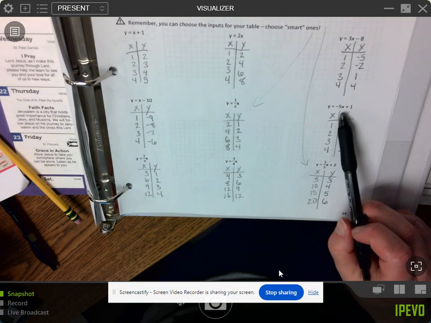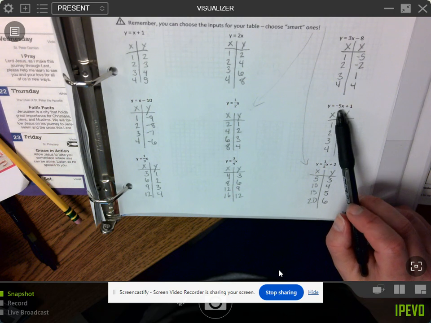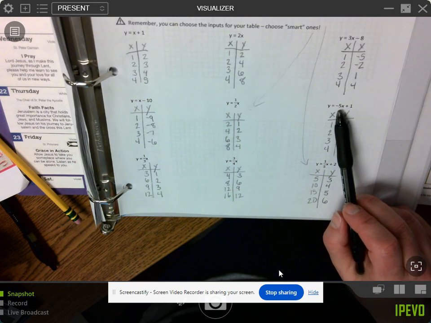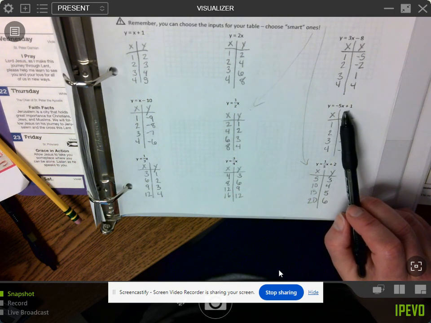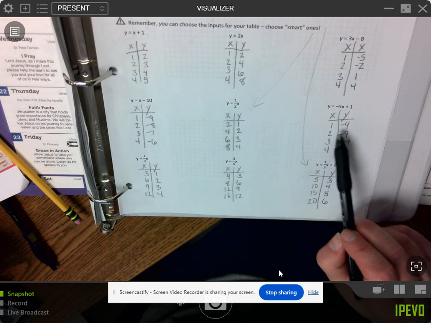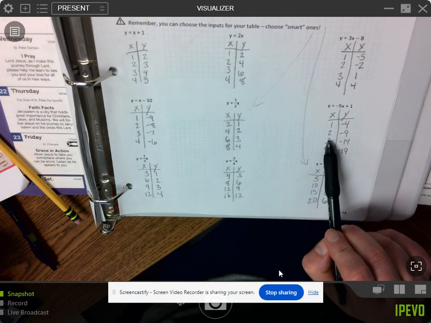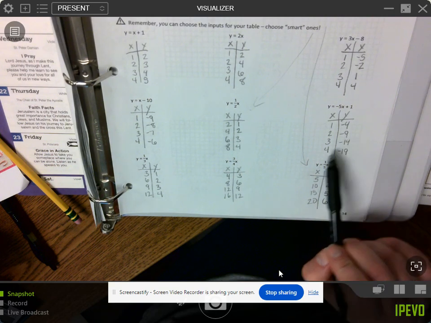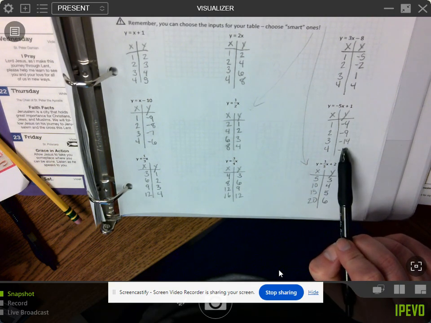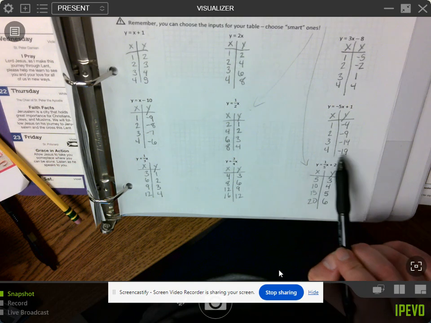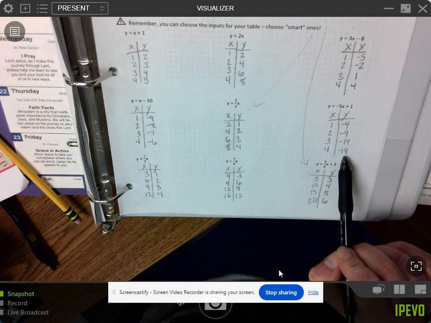And for this one, I was saying, hey, if we're multiplying by a negative number, you might want to have your input be a negative number. So you're working with positive numbers then. You didn't have to. I didn't, but you could have. I put in a 1 and got a -4. I put in a 2, I got a -9. I put in a 3 and got -14. I put in a 4 and got -19.